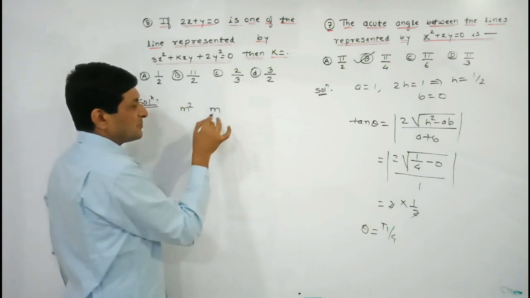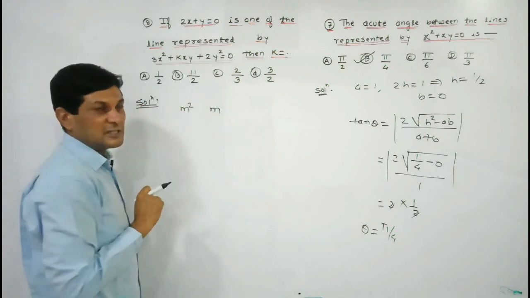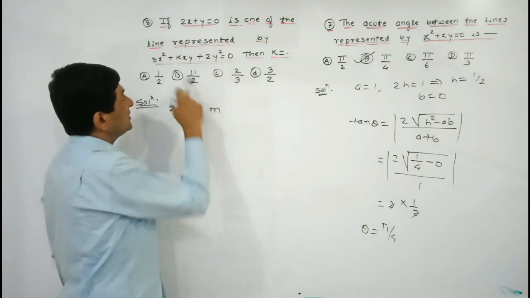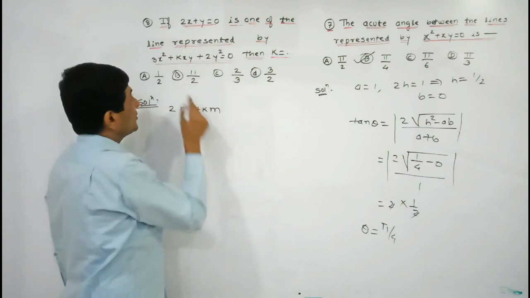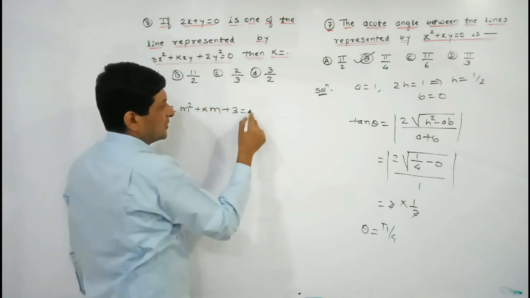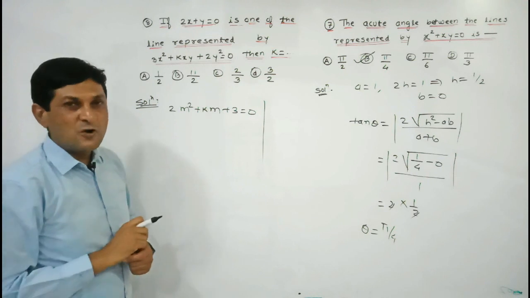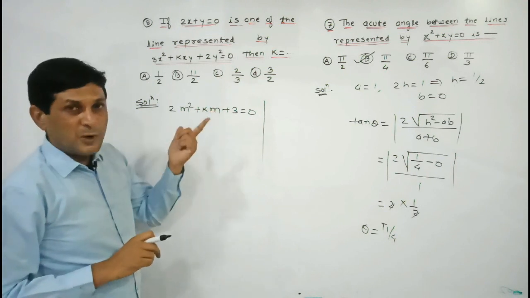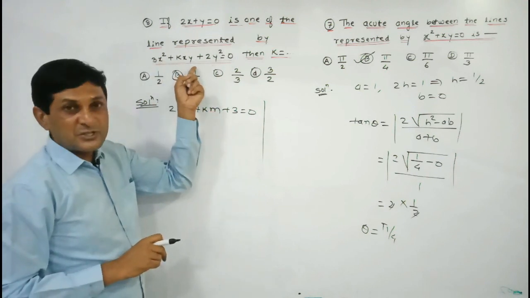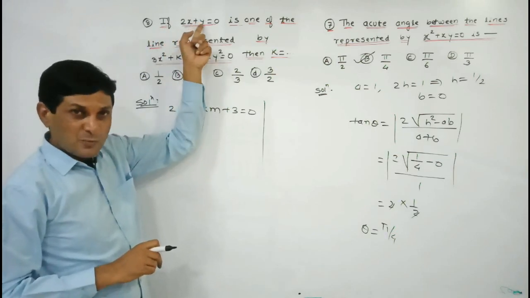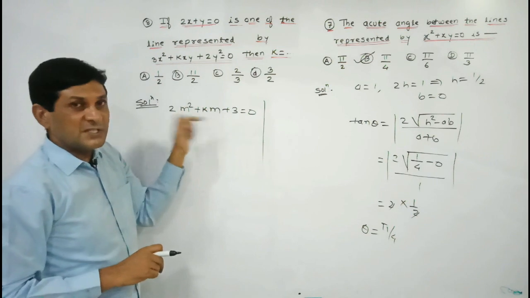So in terms of m, it is a quadratic equation in m. What is the coefficient of m square? That is 2. The coefficient of m is k, and the constant term is 3, equal to 0. Now to simplify this equation we will require the value of m. m is nothing but the slope of the line represented by this equation, and one of the lines is given to us, which means the slope of this line satisfies its auxiliary equation.